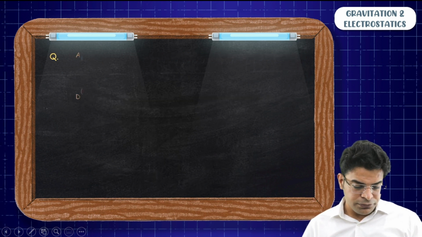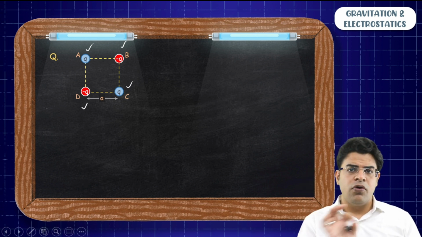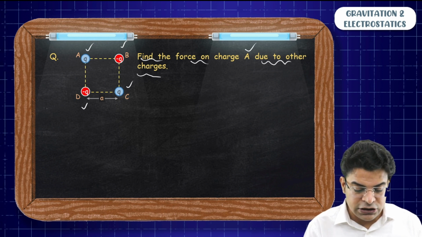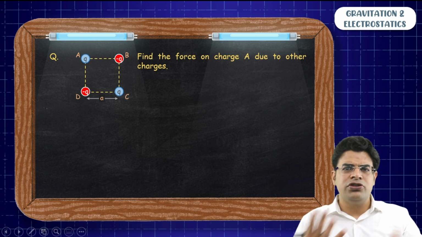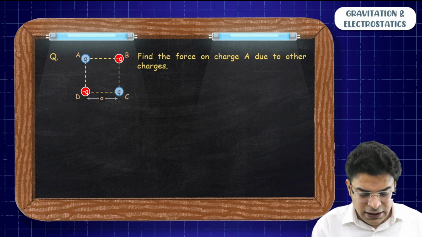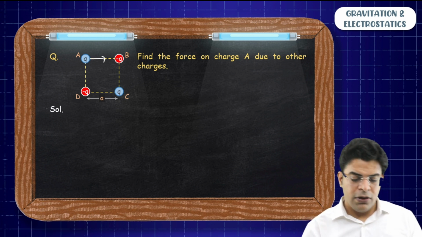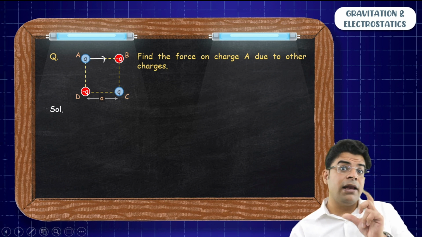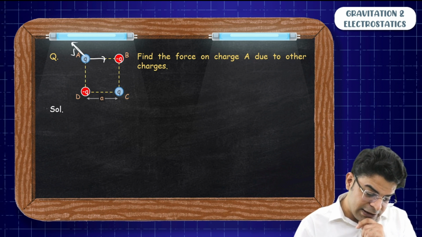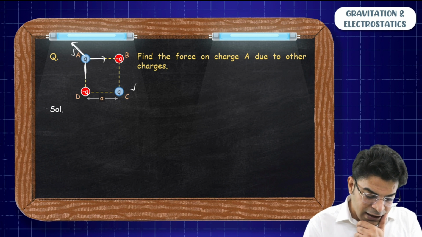So moving on. The question is, now we have four charges A, B, C, D placed at the four corners of a square. Find the force on charge A due to the other charges. Now charges can be positive as well as negative in nature. Now tell me, will the charge B attract A or repel A? The charge B will attract A. Will the charge C repel A or attract A? The charge C will repel A because A and C have the same nature of charge, both positive. The charge D will attract A.